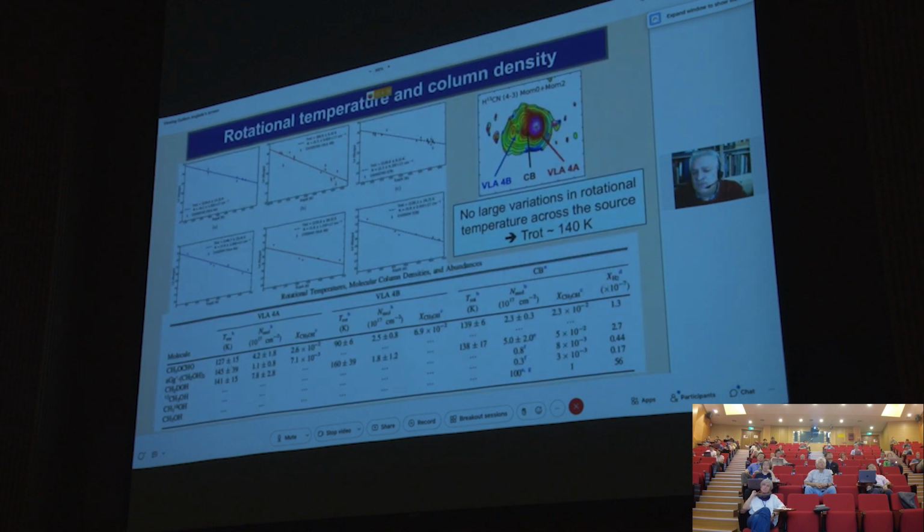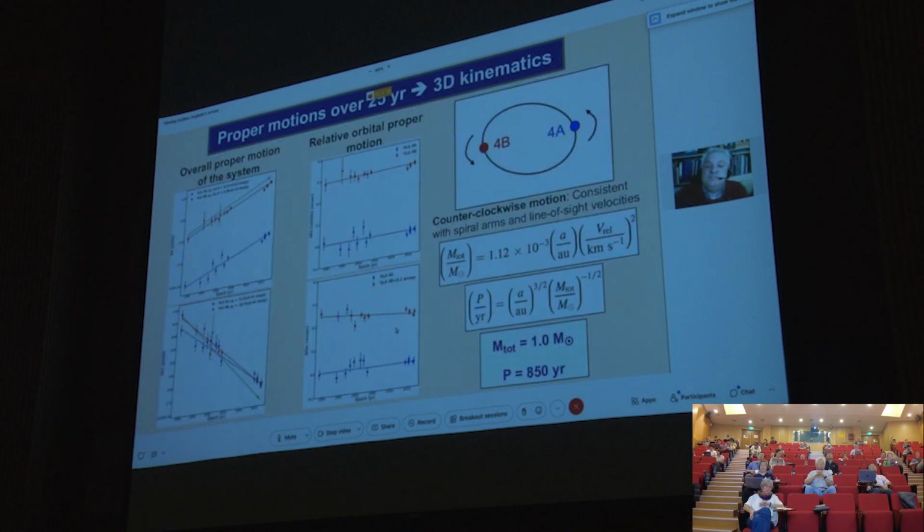We also, from several transitions of the same molecules, are able to determine the rotational temperature of the circumbinary disk. We see that this is rather uniform, of the order of 140 K across the disk. This is a relatively high temperature, and we also see differences in the abundances. Another interesting thing is that mainly from the VLA observations, we are able to study the proper motions of the system along 25 years.